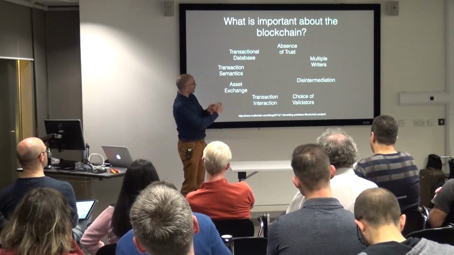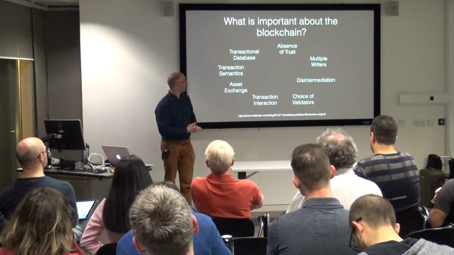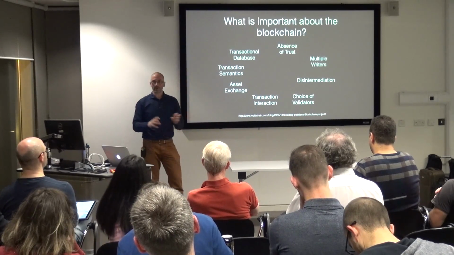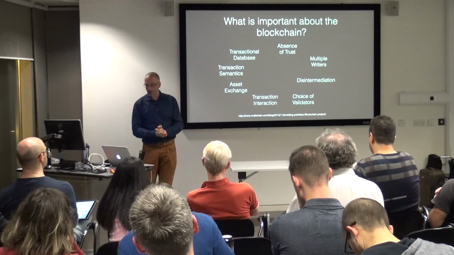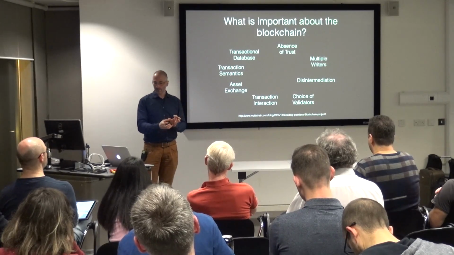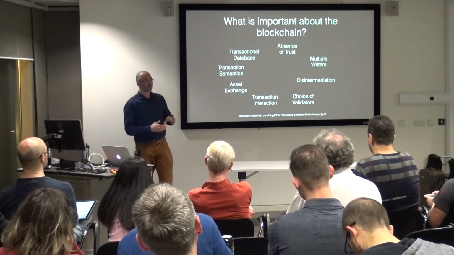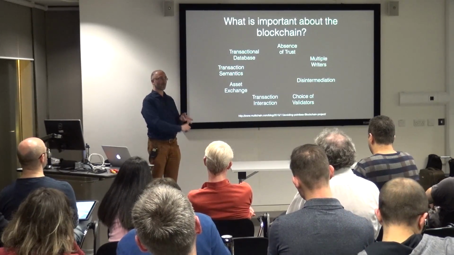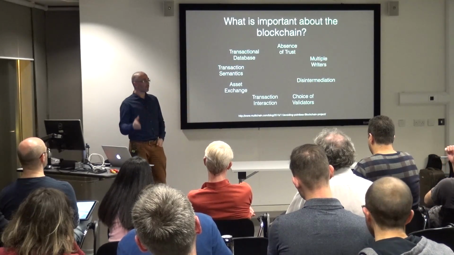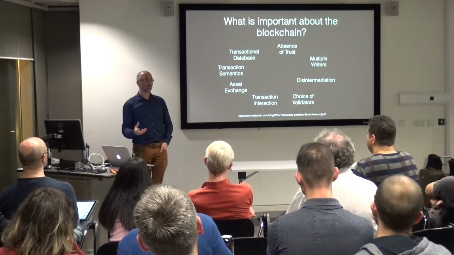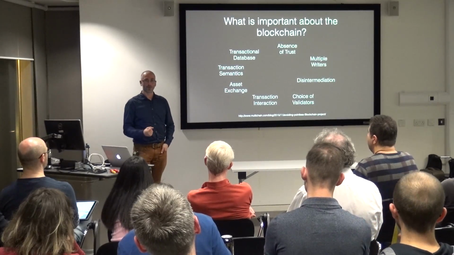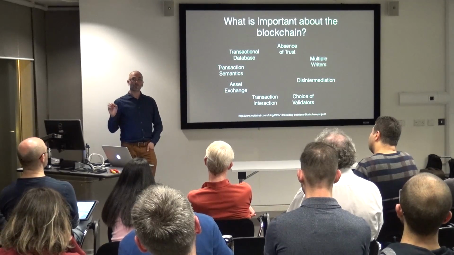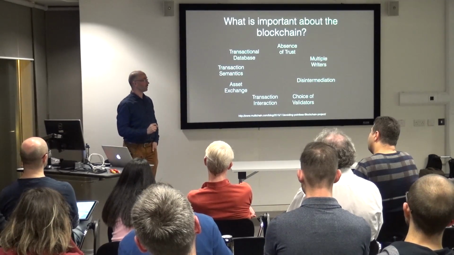So in absence of trust, you want to have multiple people writing to your database. You want to have disintermediation. You want to have a choice of people who are checking that things are okay. You want to have interaction between the transactions. And if you don't have all of these, then the chances are you're probably better off using a relational database or a NoSQL database, or one of the more traditional tried and true ways of managing large amounts of data. So there's certain properties that are really important for blockchains that you often don't need in other places.